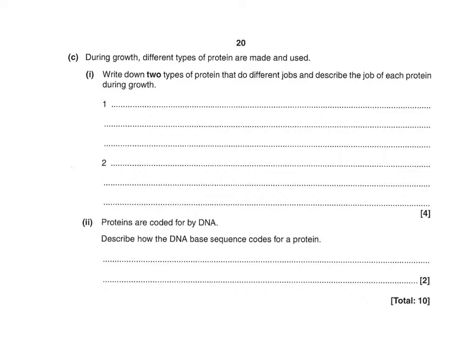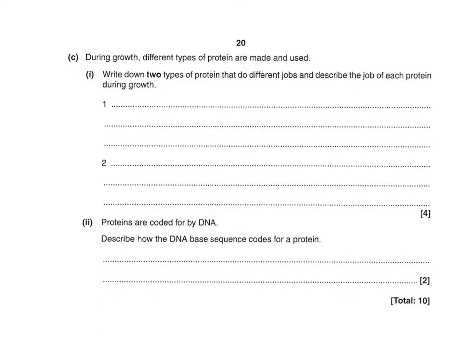During growth, different types of protein are made and used. Write about 2 types of protein that do different jobs and describe the job of each protein during growth. So there are 4 marks here. So you've got to give 2 proteins and then their jobs. So you get 1 mark for the protein, 1 mark for the job, 2 different proteins.